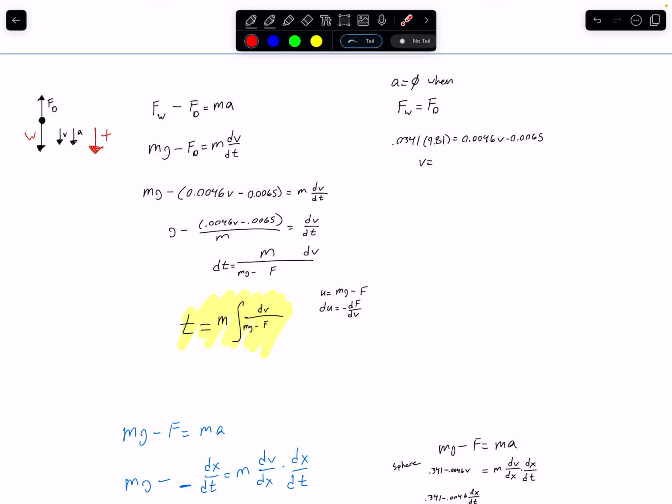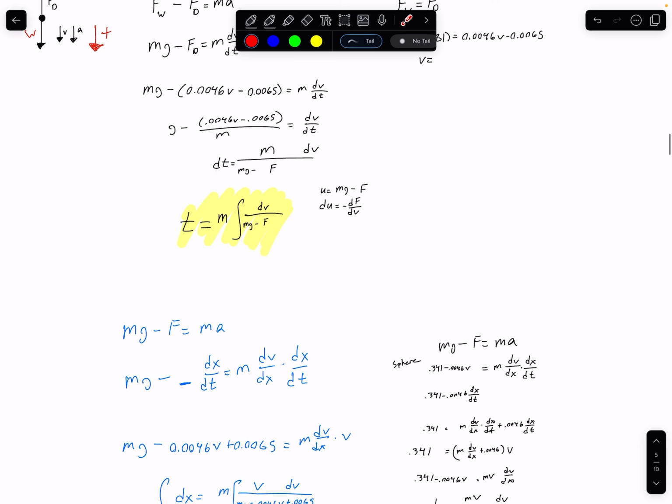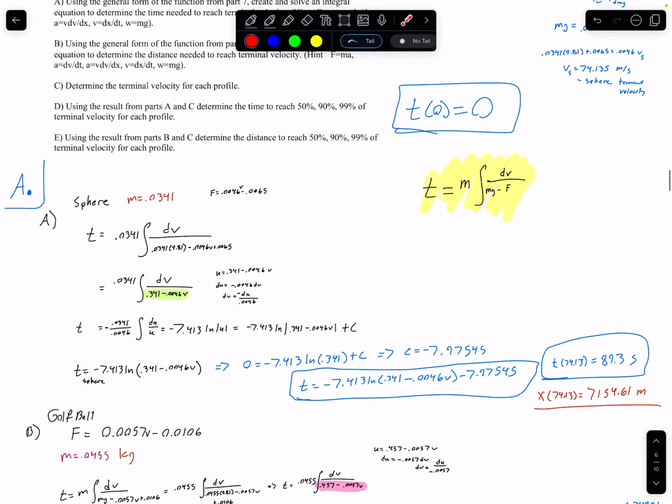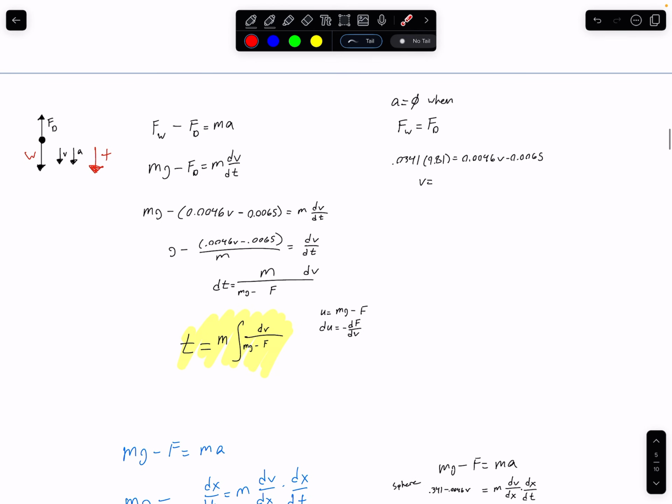For terminal velocity, we know that acceleration is equal to 0. So this side goes to 0, and that means the force of weight must be equal to the force of drag. And that's how we can determine each part of each profile. But before we get to that point, we need to find an integral to relate time to velocity and also distance to velocity. First, we are going to do the time component.